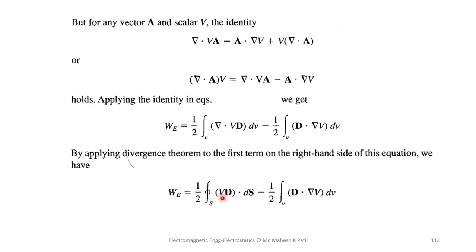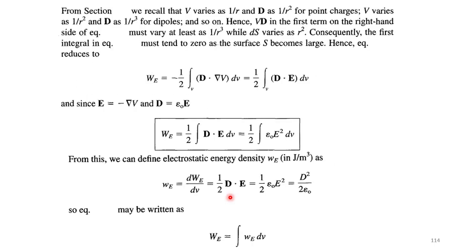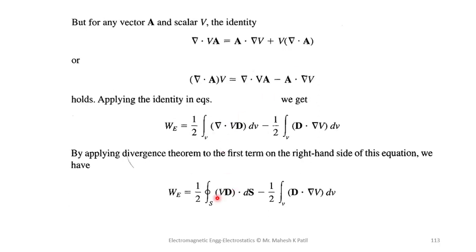So the variation of potential and the variation of D with respect to r, how it is going to vary, that we can predict now. Here the product V D is there in the first term, so it must vary at least by 1 upon r cube. If you observe this equation, V varies by 1 by r and D varies by 1 upon r square. So 1 upon r into 1 upon r square, so this is 1 upon r cube.